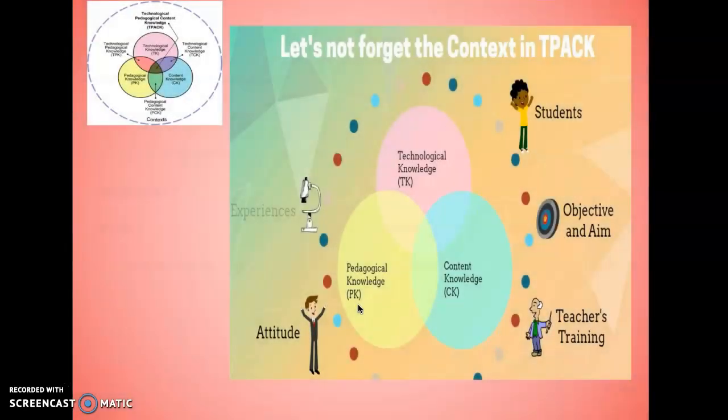Now, the important part of TPACK is that it is within context, and I think that's a really important piece to remember in all of this. And when we talk about creating a TPACK framework for our lessons, we're talking about who our students are, what's the objective or the goal of my lesson? What's my teacher training? Am I really skilled at using this technology? How do I feel about it? Because we know, and you know this from some of the reading you've done, teacher attitude is hugely important in the use of technology or the use of any kind of particular pedagogy.